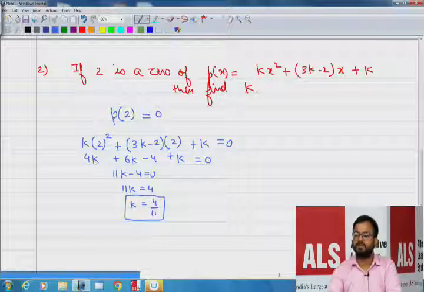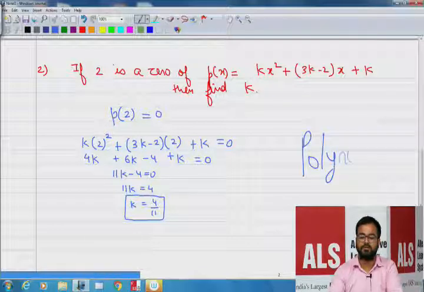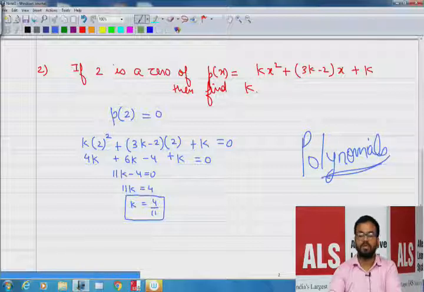This chapter is the polynomial, the second chapter. Chapter name is polynomial. So k is not 4, it is 4 upon 11. Getting it?